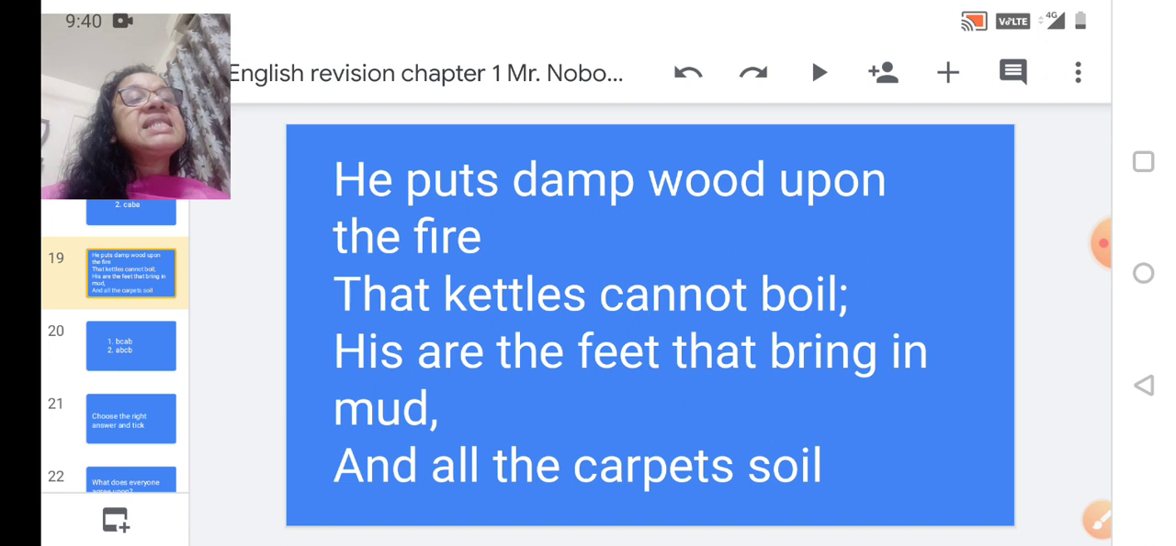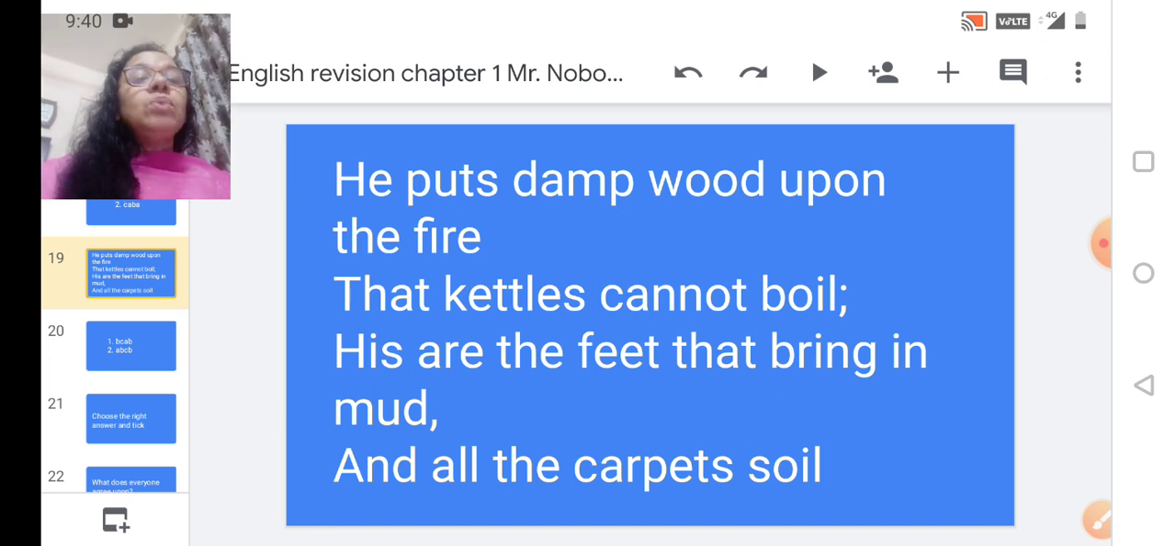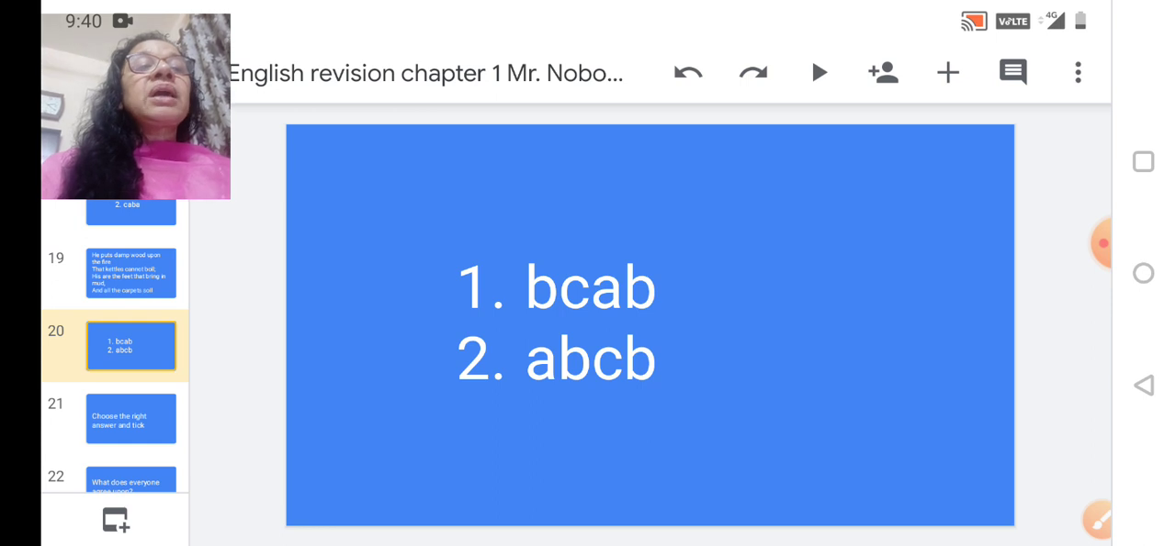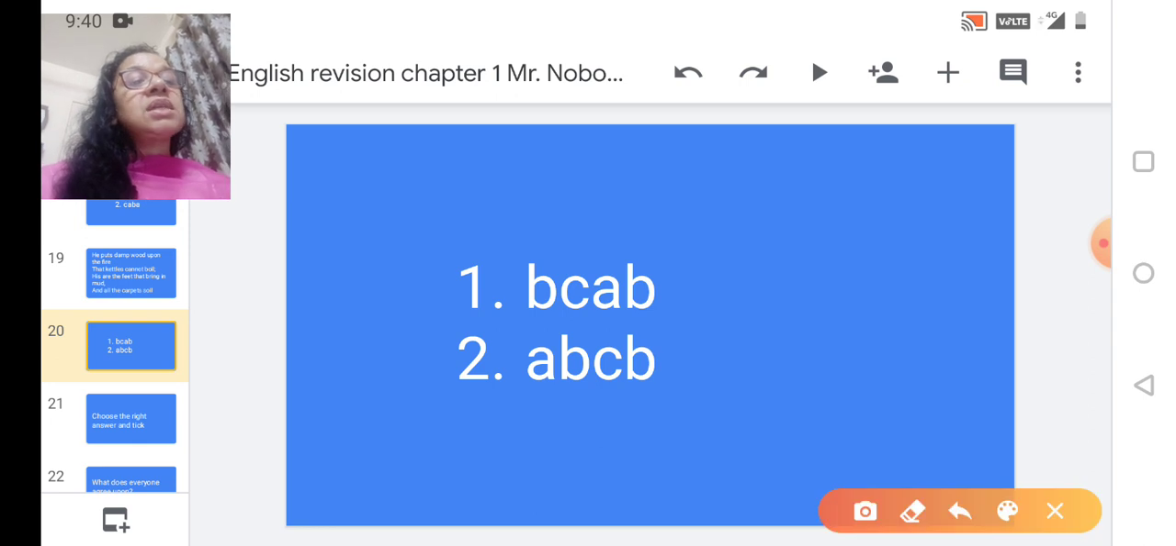A, B, C, B. So let us see the next option given. What should be the correct option? It was A, B, C, B. So the second option is the correct answer. We are going to select the second option, A, B, C, B.